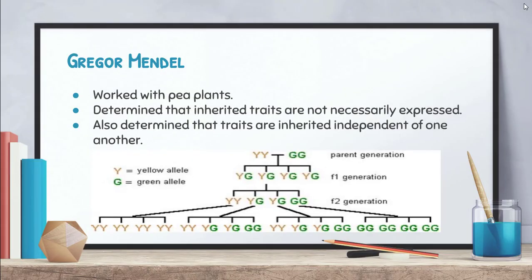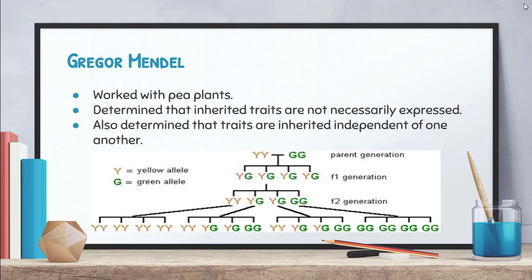So how did the concepts of genetics all get started? Well, it started with a man by the name of Gregor Mendel. Gregor Mendel worked with pea plants. He had a garden in the back of the monastery and worked quite a bit with pea plants and determined that inherited traits are not necessarily expressed.